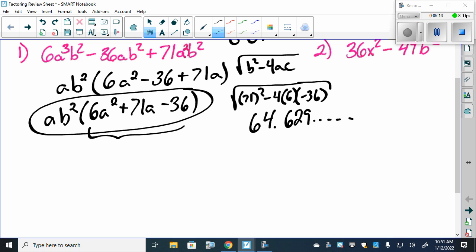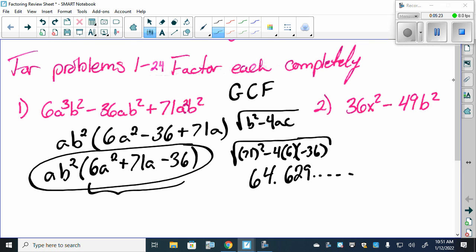Any other questions on 1? Any questions on the first 2? Now problem number 2.